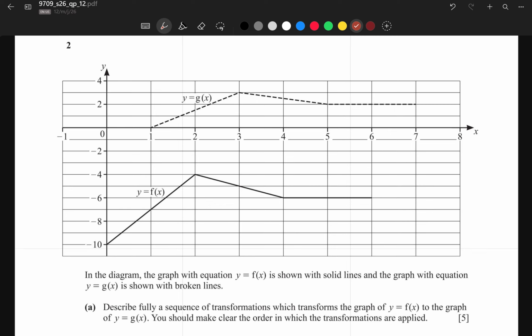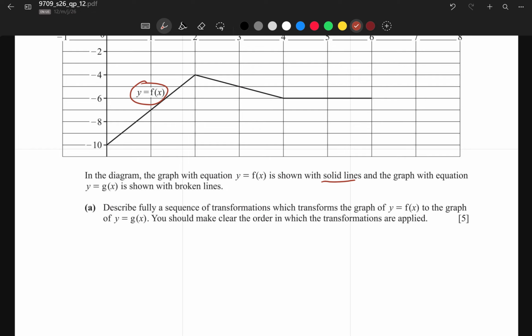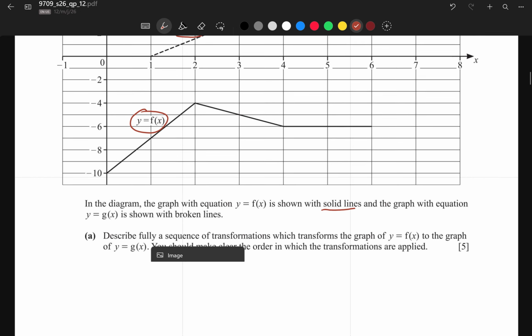In the diagram, the graph with the equation y is equal to f of x is shown with the solid lines. This is the function f of x, and the graph with the equation y is equal to g of x is shown with broken lines. This is g of x. Now in the A part, describe fully a sequence of transformations which transforms the graph of y is equal to f of x to the graph of y is equal to g of x.